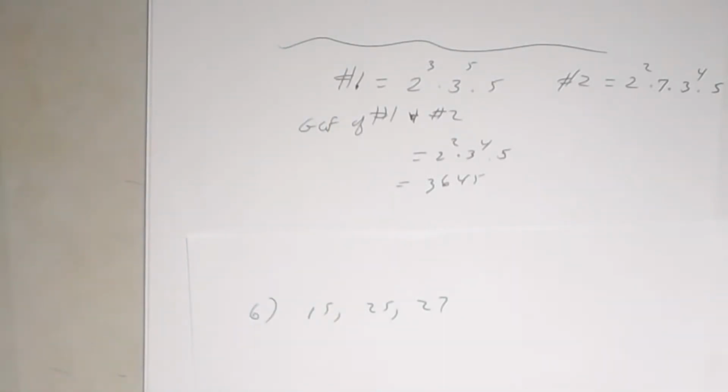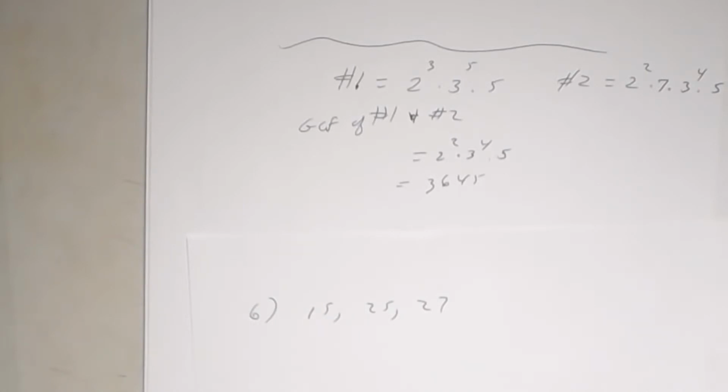This you can actually guess at without doing this work. If you say 5, you better ask yourself, does 5 go into all 3 numbers? It does not. 5 does not go into 27 evenly. And 3 doesn't go into 25 evenly.